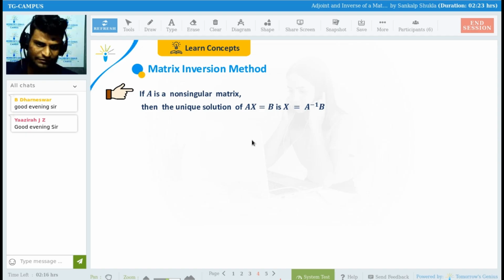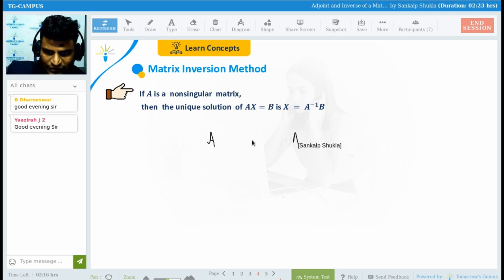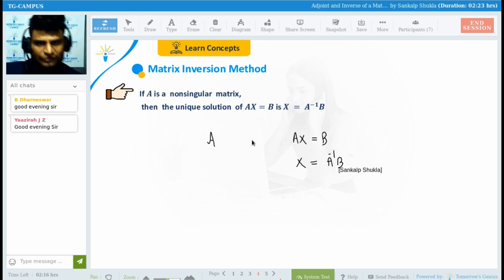Suppose we have a matrix like this. If A is a non-singular matrix, then the unique solution of Ax equals B is x equals A inverse B. For example, if I have a matrix A, and this matrix follows this system that Ax equals B, then x can be easily found out using A inverse into B. So this is known as matrix inversion. We will discuss this thing in detail also. Okay, just wait for a moment.